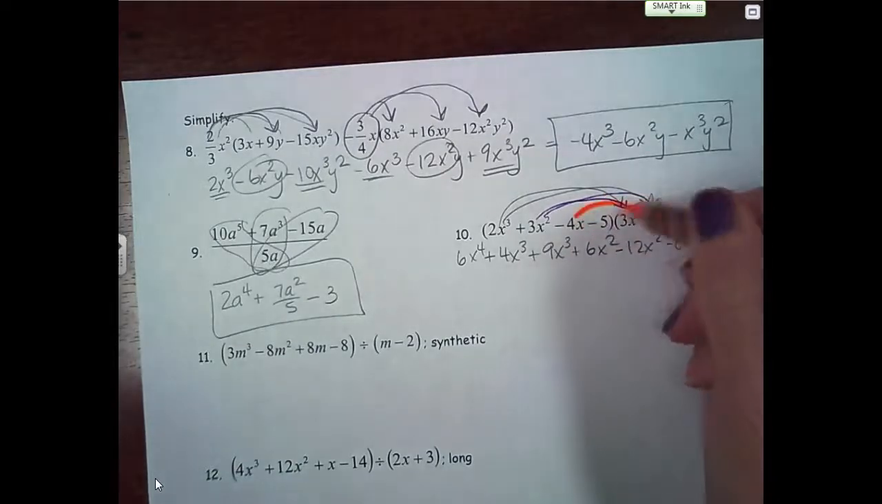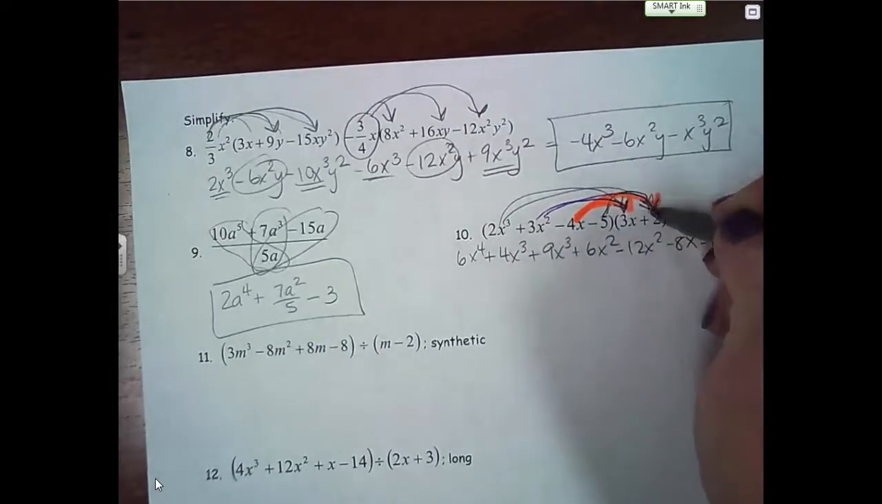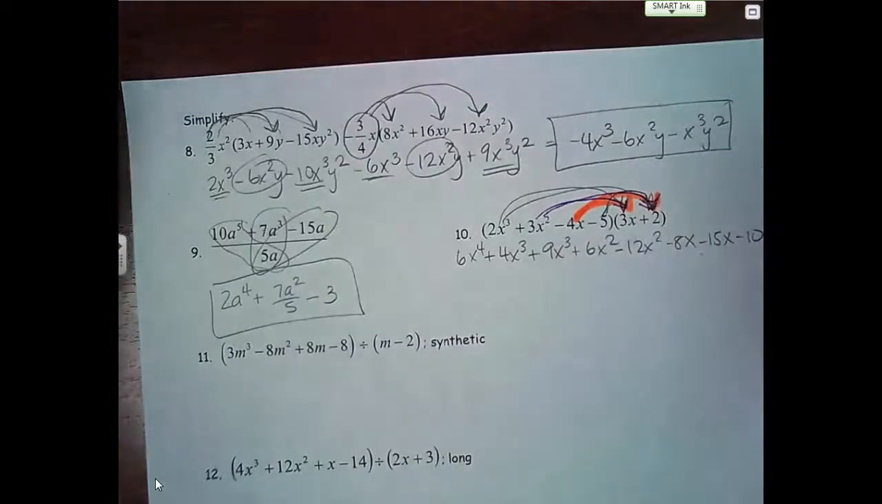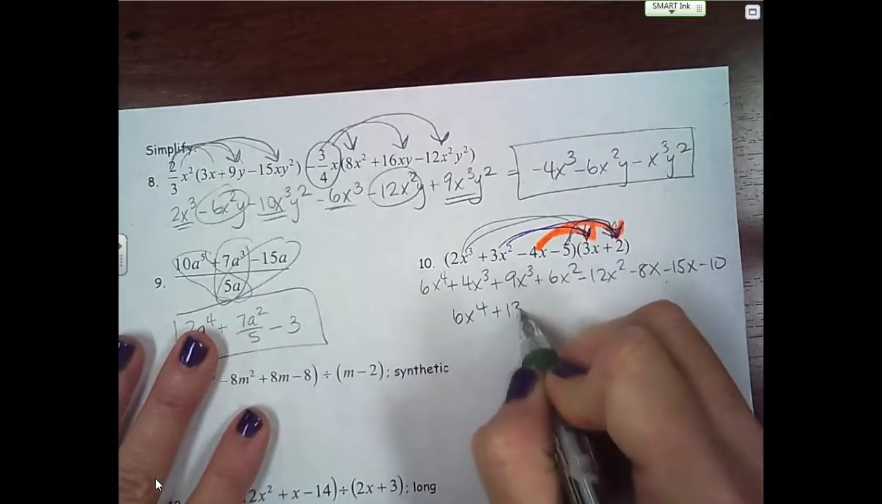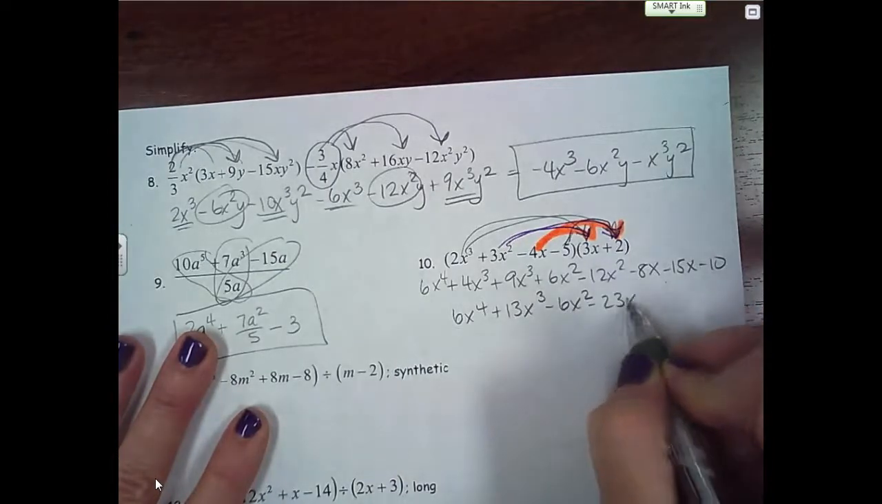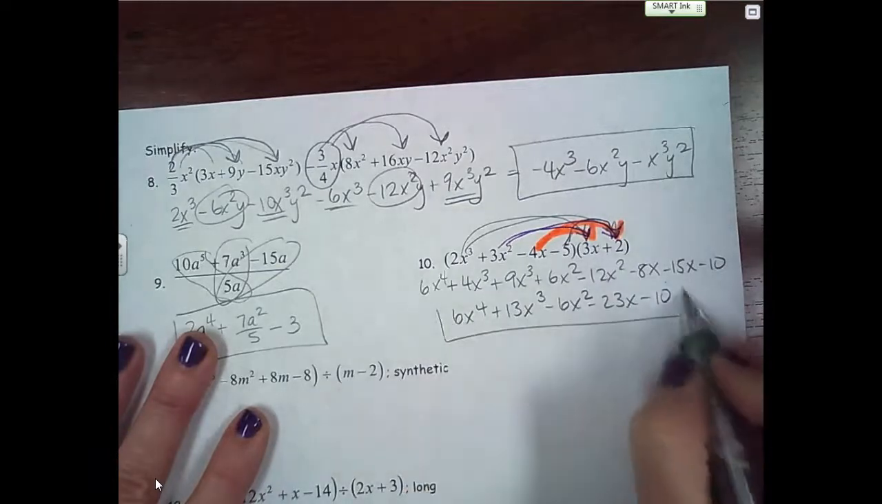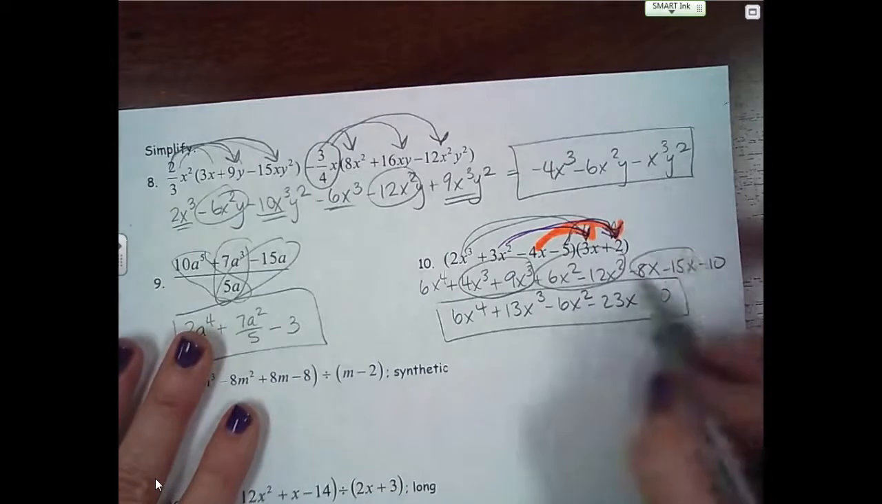Then you take the negative 4x to both. And lastly, your 5, which you'll do to both as well. You combine like terms. You end up with 6x to the 4th, 13x cubed, minus 6x squared minus 23x minus 10. These cubes and these squares were put together.